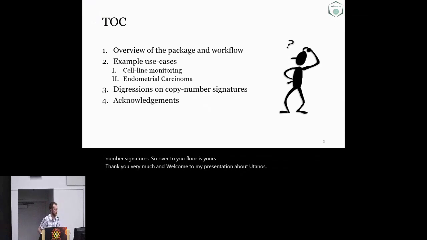So, a quick overview of what I'm going to talk about today: an overview of the package itself, and then I'll jump right into some example use cases. One simple use case for cell line monitoring, and another for endometrial carcinoma analysis. And then I'll have a brief digression on comparing copy number signatures.